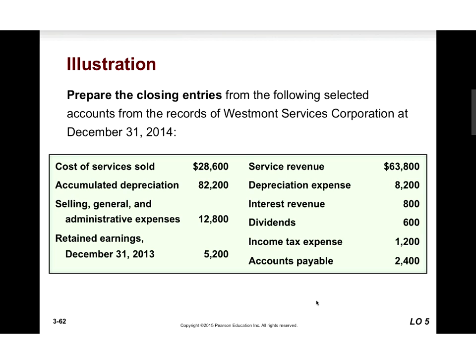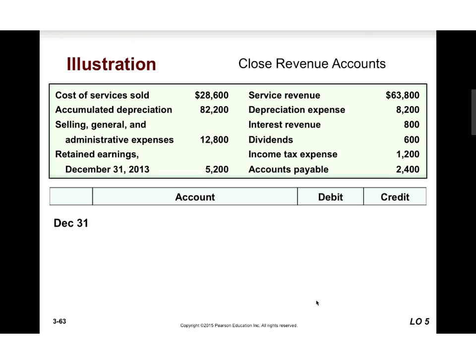We have cost of services sold, which is an expense, accumulated depreciation, a lot of accounts there. We don't close every account. We only close revenues, expenses, and dividends. So we are going to close our revenue accounts first. That's step 1: close revenue accounts.